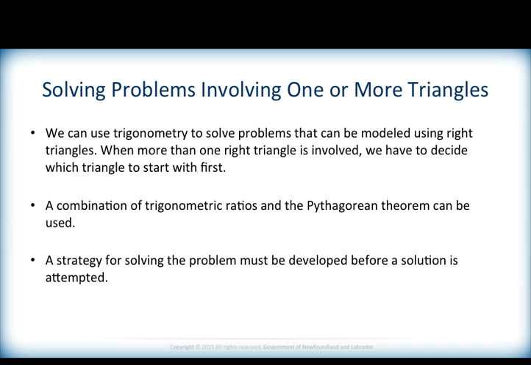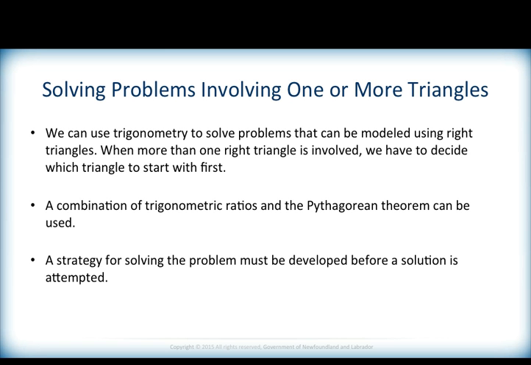Solving problems involving one or more triangles. We can use trigonometry to solve problems that can be modeled using right triangles. When more than one right triangle is involved, we have to decide which triangle to start with first. So if you're given a question where there are two triangles joined together or there are several, the first step is always to determine where to start, which triangle to look at first.